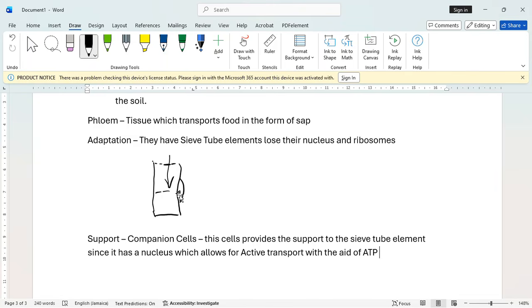So it will give the instruction as to how to monitor the different concentrations and the movement of the glucose in the form of sucrose, as the process of active transport, which would have required some energy. So even though it doesn't have any cell organelles, it still has that support, a companion cell, which does have those organelles that will carry out the respective function.